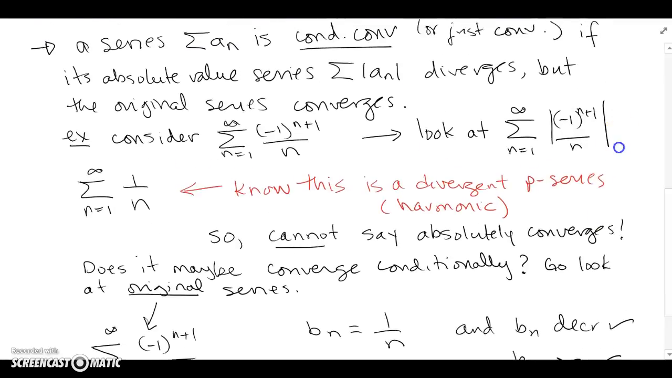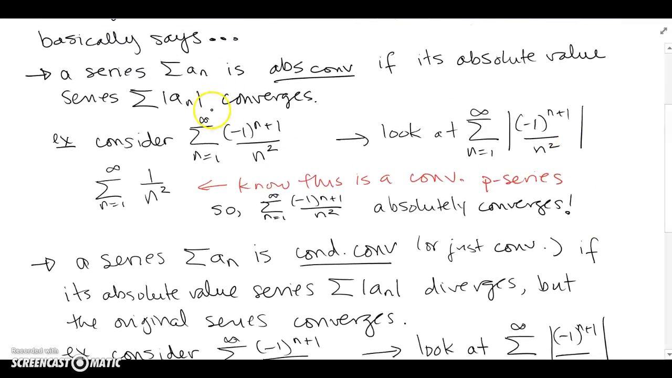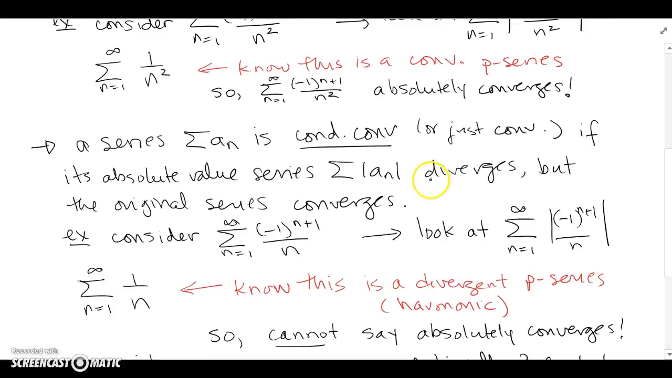So let's go back and review. If the absolute value series converges, you have absolute convergence. If the absolute value series does not converge, it diverges like it did here, but the original series you resorted back to converged, then you have conditional convergence.